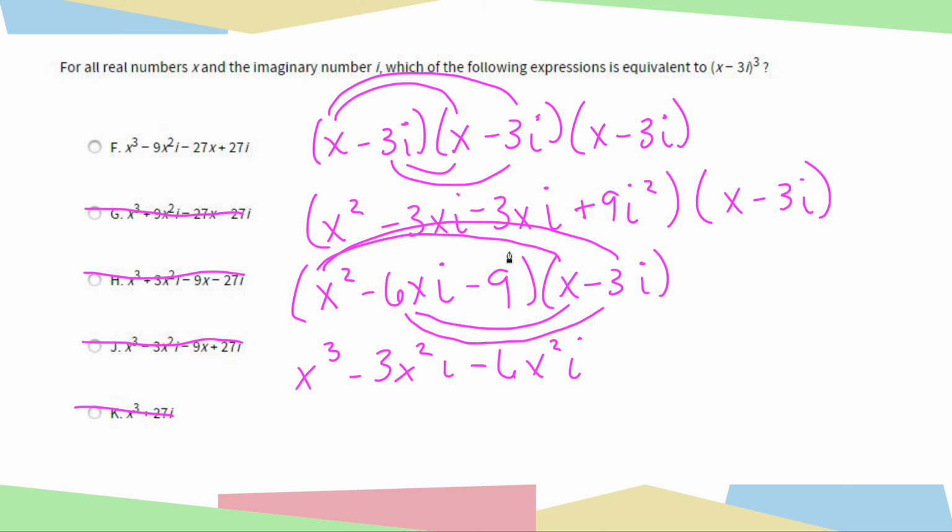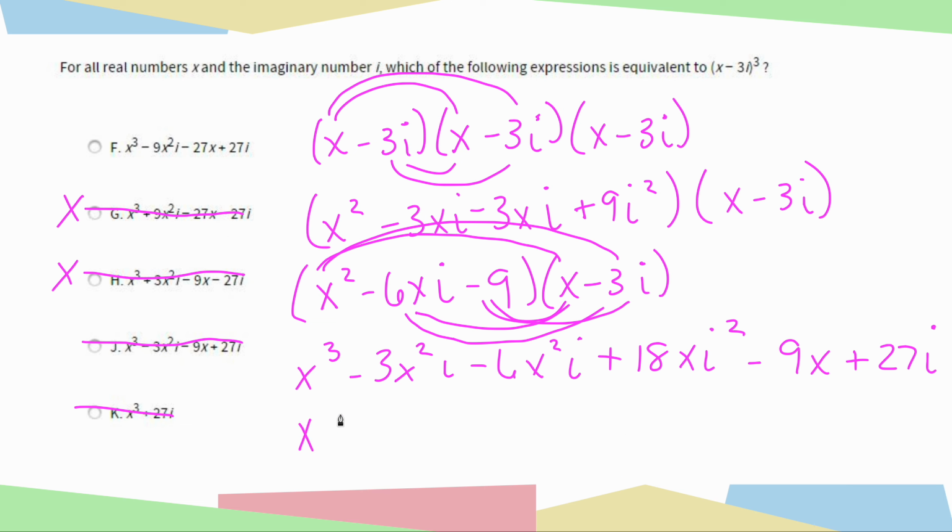Here, negative 6i times negative 3i is going to give me a positive 18x times i squared. And then here, this would give me negative 9x. And then here, this would give me plus 27i. Again, another process of elimination, if you didn't immediately do this, is this plus 27i. That would reaffirm that anything with a minus 27i at the end, those were incorrect.